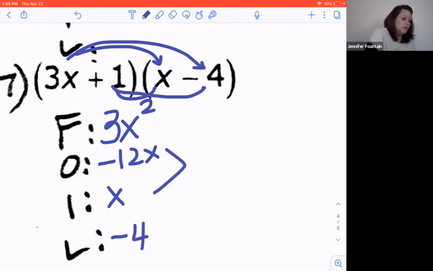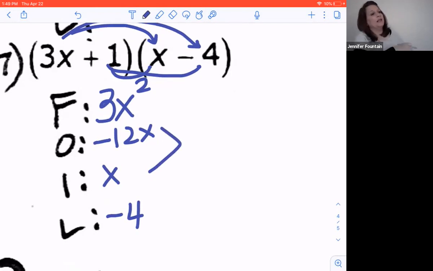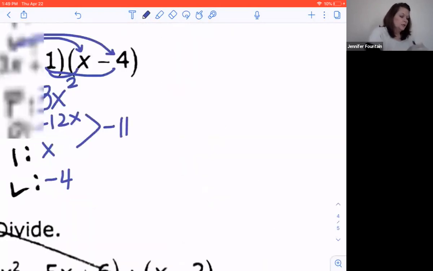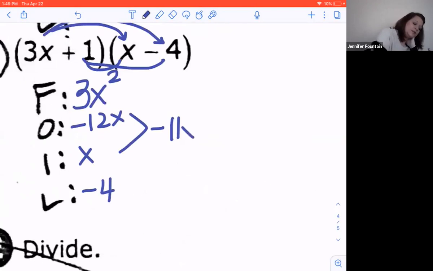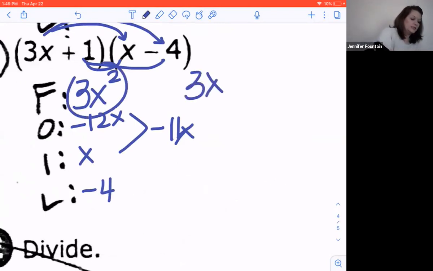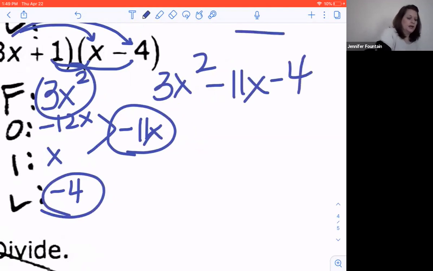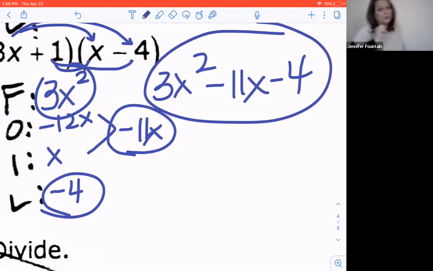For my middle terms, I have a -12x and a positive x. So -12 plus 1 is going to be -11. So -12x plus 1x will be -11x. Now I get ready and write my final answer. My first term was 3x squared. My middles combined to be -11x, and my last was -4. That is how I decide what my signs are going to be in between each term, and my answer is a trinomial.